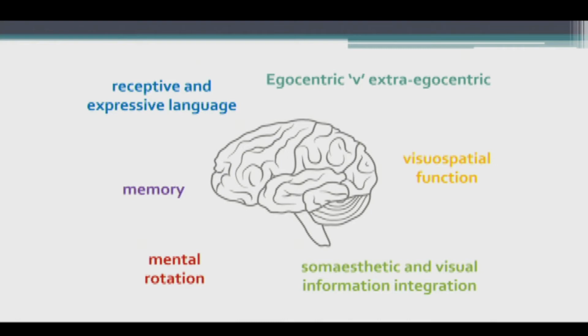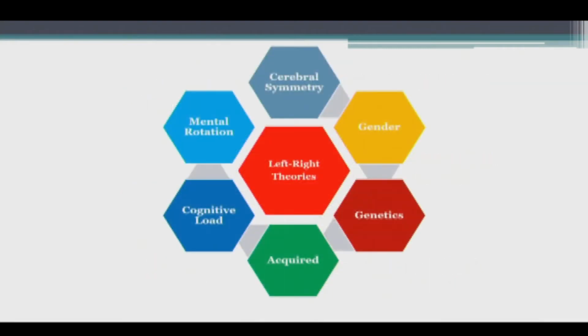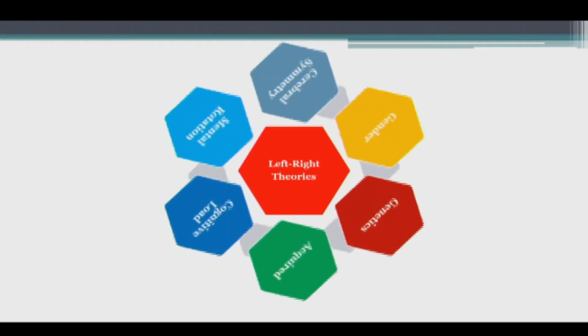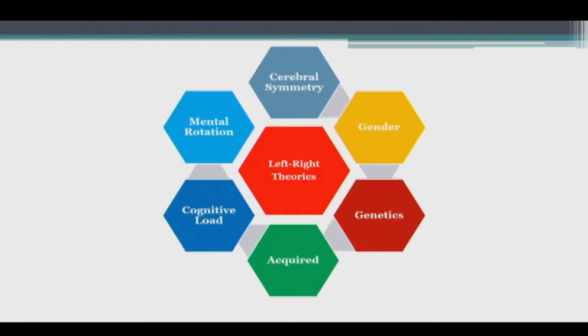Quite common in healthcare. As we've already approached, there are a number of reasons why we get left and right wrong. Cerebral asymmetry has already been mentioned. Gender: we postulate males are better than females, but not robustly proven. Genetics: some illnesses have that as well, such as schizophrenia, which can have elements of left-right problems. Acquired brain injuries. Cognitive load: the more things we have to focus on, something can slip. One of those things that can slip can be our left-right decision making. And again, mental rotation, depending on what situation we're in.